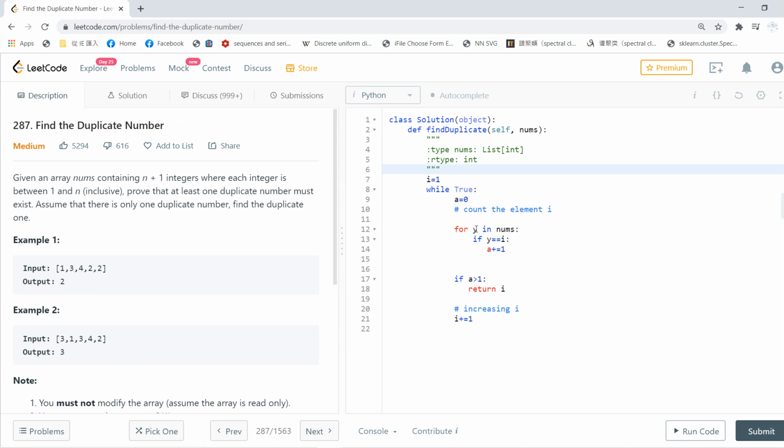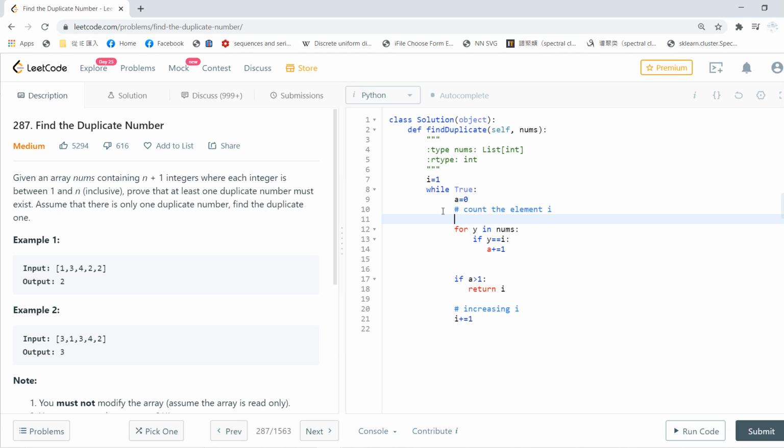Okay, so what I did is a very stupid way, but basically I start from 1 and then I count how many 1s there are in the list. Then I start from 2. So in this case, I only use one extra space.